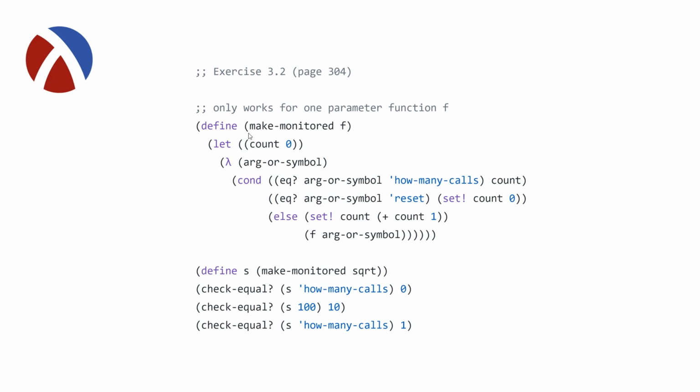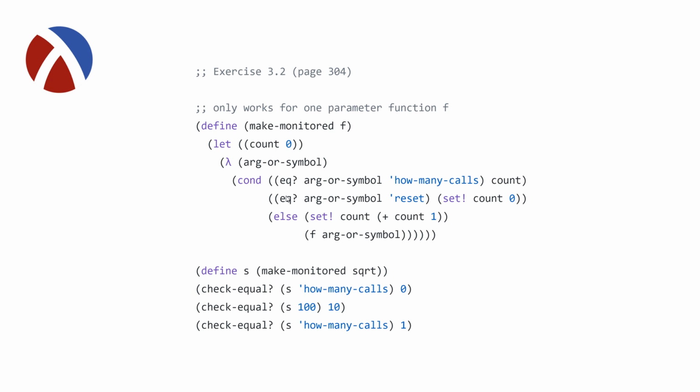So you can see here our procedure make-monitored takes a single argument, which is our procedure f. Then on the second line, similar to our previous solution, we have a let expression where we are setting count to be 0. Then we have a lambda, so we're going to be returning a procedure from this procedure, once again making it a higher order procedure in the form of a lambda, and this lambda takes a single parameter. So it's either going to be an argument or a symbol, which is why it's called arg-or-symbol. Then inside the lambda, we have a conditional expression with 3 clauses.